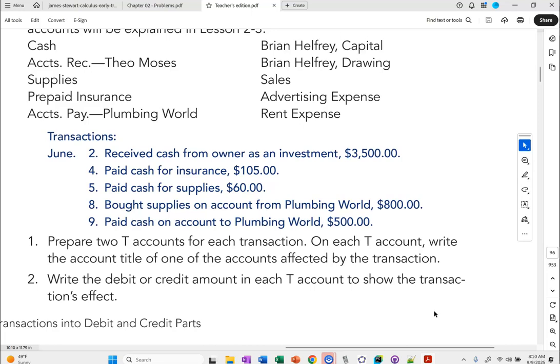So what did you get? Left, right. Right, left, right, left, right. I got right, left.